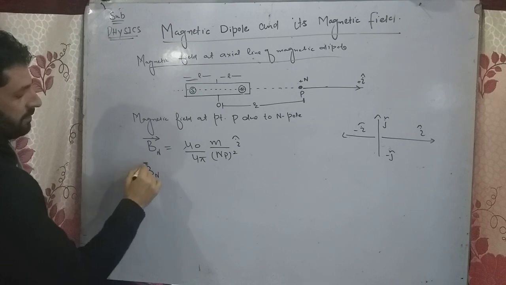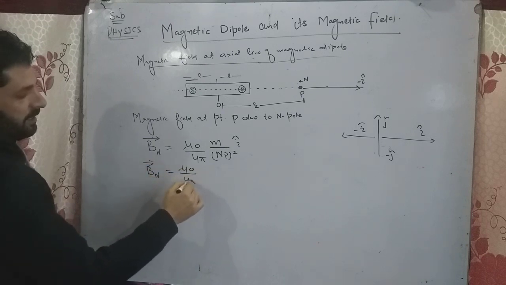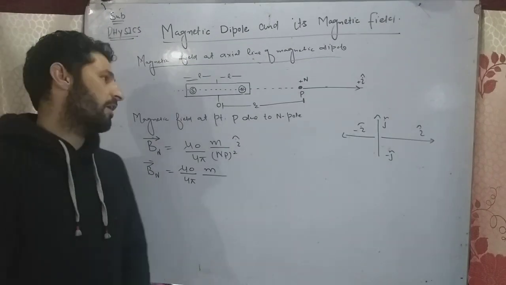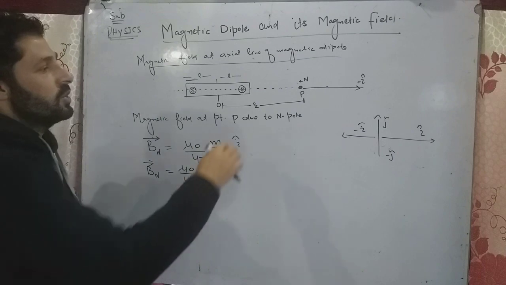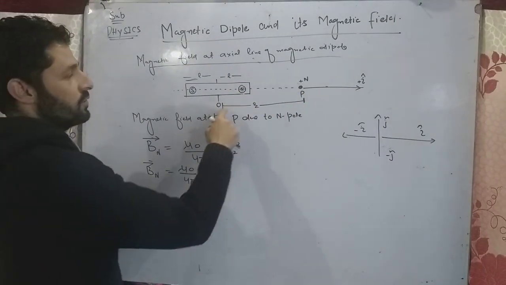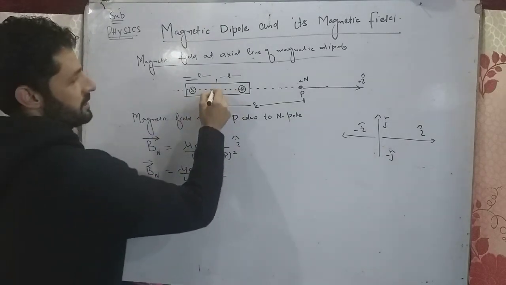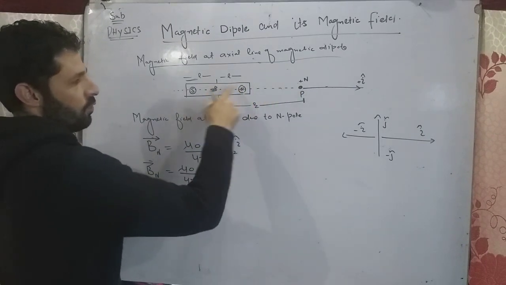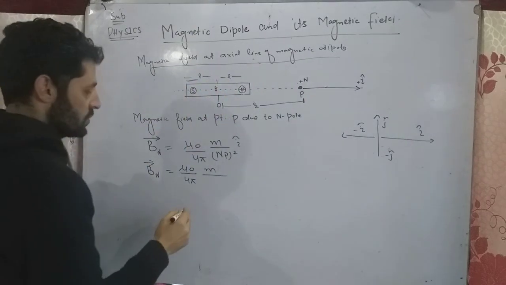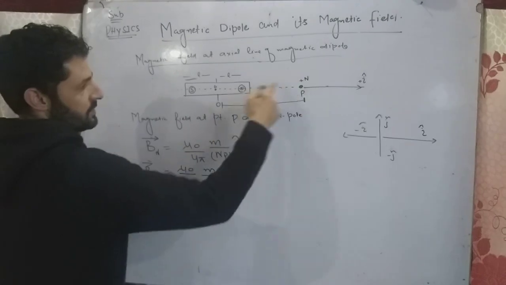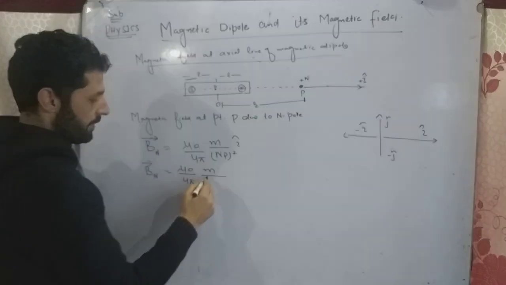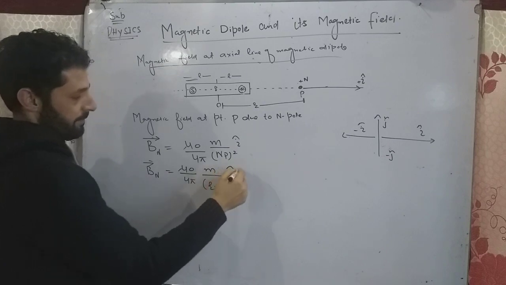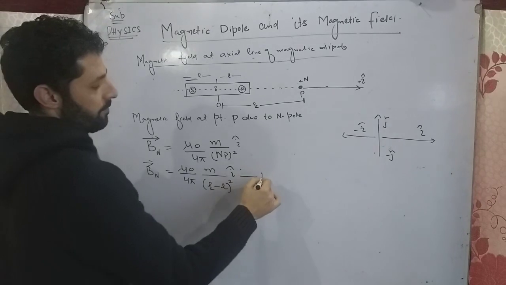So Bn is equal to mu 0 by 4 pi, and you know this is m, what's NP square? But I told you earlier that we have to calculate everything from the center. So NP is equal to OP minus ON, here the center is O, this is OP. NP is equal to OP, that means r, minus ON, which is l, so r minus l whole square, and i cap. This is the magnetic field at point P due to the north pole.